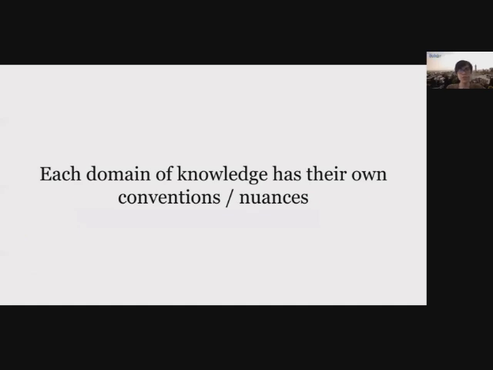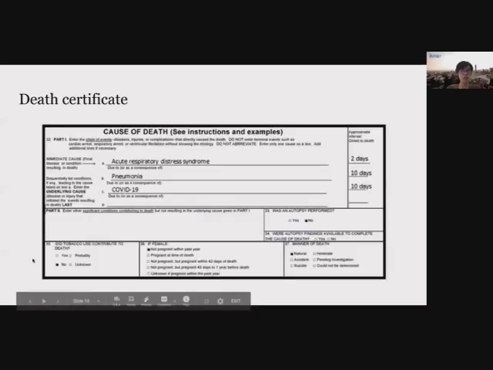Now let's move away from how we use causation in everyday language and see how people think about it in scientific domains or other domains of knowledge. It turns out that each of these domains has its own conventions, its own nuances of how they think about causality. So let's look at this picture.